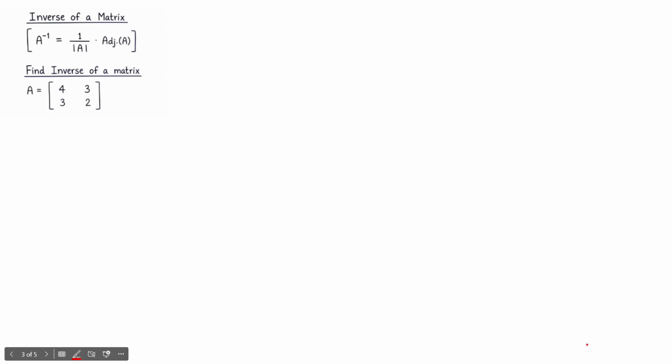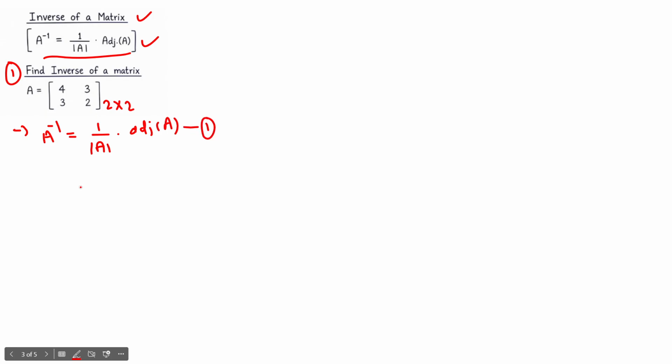The next concept of today's video is the inverse of a matrix. If you understood how to find the adjoint, then you can easily find the inverse, because the formula of the inverse is A inverse is equal to 1 over determinant of A into adjoint of A. The question will be asked, find the inverse of a matrix, and they have given one 2 by 2 order determinant. So again, first write down the formula of A inverse, that is A inverse is equal to 1 over determinant of A into adjoint of A.